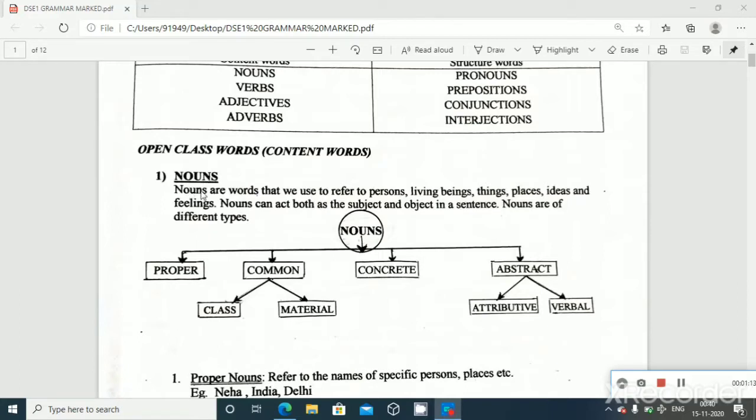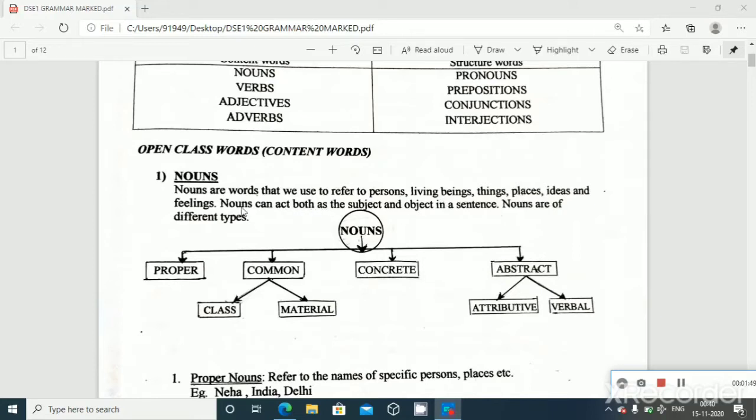Let me read the definition. Nouns are words that we use to refer to persons, living beings, things, places. Up to that, we are very familiar. So, when you talk about naming words, immediately the name of a person or a place or an object or thing comes to our mind. But some additional details are added at this level. There is more than that. We can talk about ideas, feelings, all these under the category called nouns.